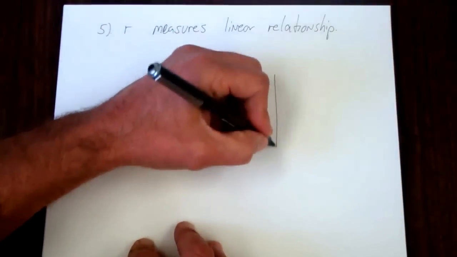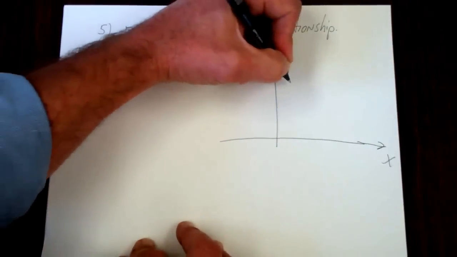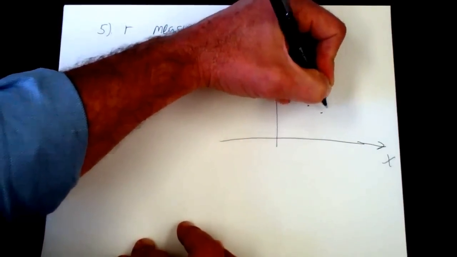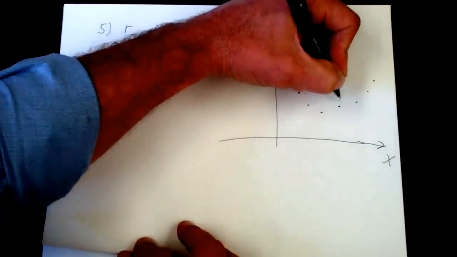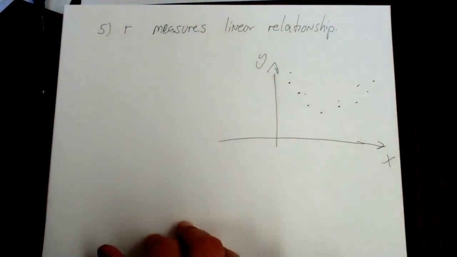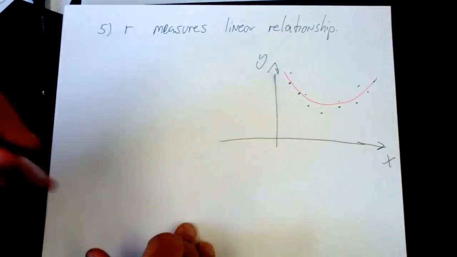The fifth one is that R measures only a linear relationship. And that's important enough to draw a picture. So let's say we have X and Y here, and let's say these are our points. Right? Very clearly there's a relationship here. Very clearly it appears that there's some type of relationship that looks like this.